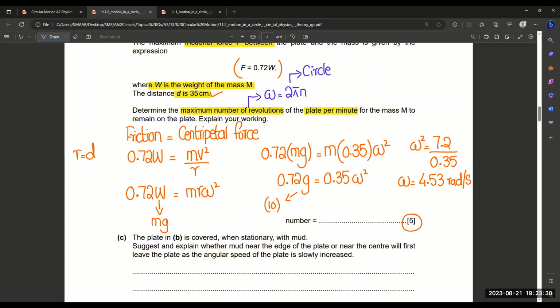And they are talking about per minute, right? So in a minute, how many seconds are there? There will be 60 seconds, right? So our final working will be like this, that we need to find the n.